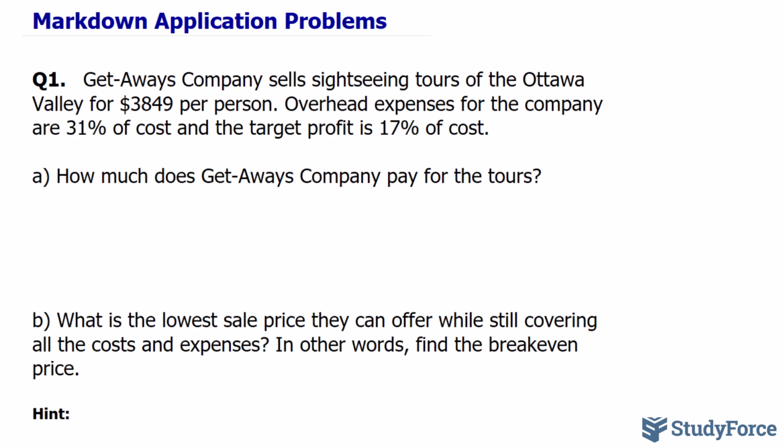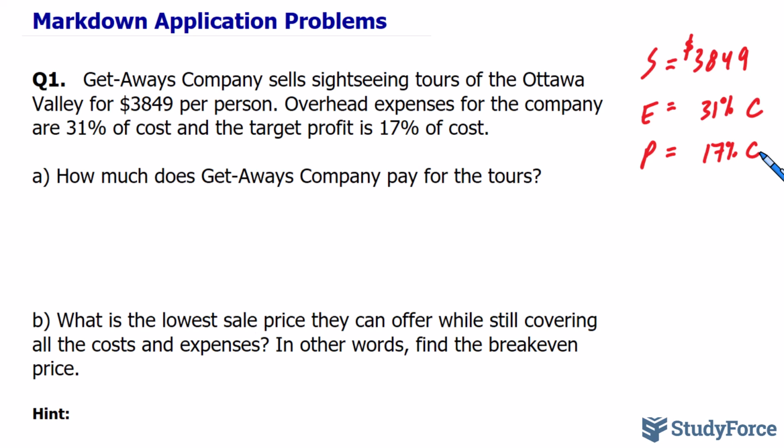Let's begin by making sense of the numbers that are given. So they are selling these tours for $3,849. So the selling price is $3,849. The expenses, which I'll denote as E, are 31% of the cost. So the amount that you pay for this trip as a business owner, 31% of that will go towards the expenses, and the target profit, which I'll represent as P, is 17% of cost. In question A, we're being asked to find the cost itself.